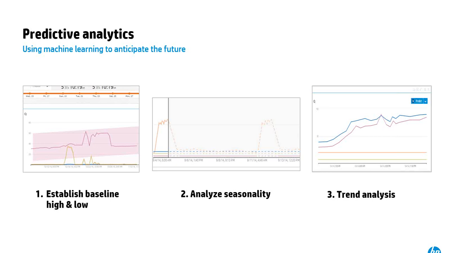Another important part of what we're able to do with our analytics solution is predictive analytics. As I already mentioned, we established the baseline, and for every attribute that we bring into the system, we'll learn its normal operating behavior for every hour of the day, day of the week, and week of the month. We're also able to factor seasonality in this behavior, and that helps us automatically identify trends that are developing throughout your infrastructure.